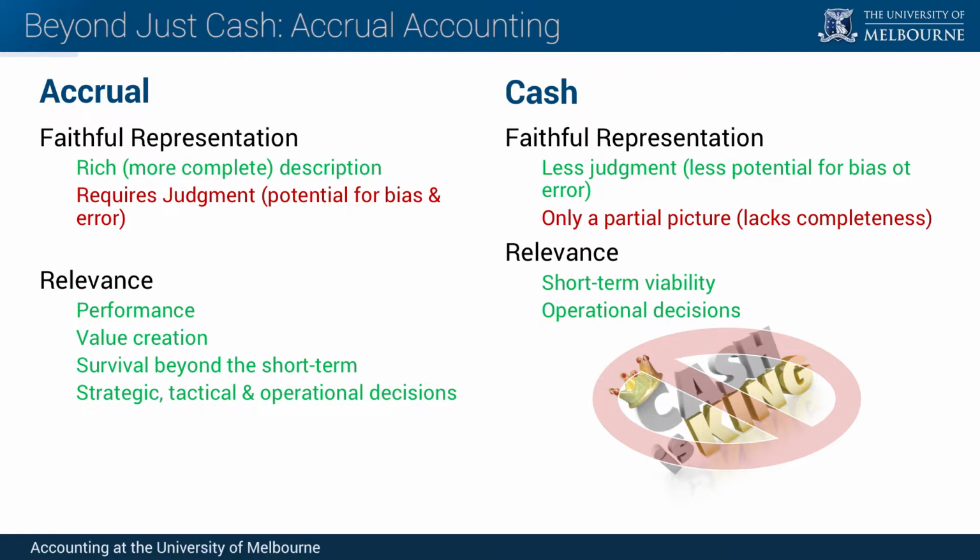In terms of faithful representation, accrual accounting provides a more complete picture, but as it entails judgment, there is greater potential for bias or error to arise. Cash accounting has less scope for bias or error, but the picture of the business it provides is incomplete. In terms of relevance, cash accounting can inform short-term operational decisions. If a business doesn't have cash coming in, it isn't going to survive beyond the short term, no matter how profitable it may be. Accrual accounting informs a more comprehensive assessment of whether the business is profitable and what it is worth. Consequently, it informs future decision making from the strategic down to the operational level. Of course, cash is an economic resource, so accrual accounting captures everything that cash accounting does and more.